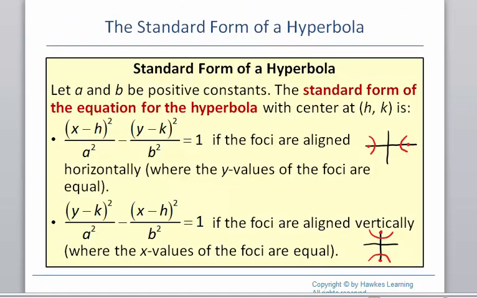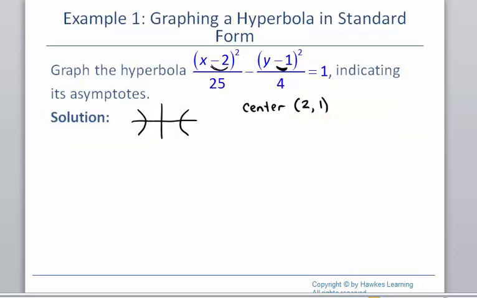I'm going back to my formula. Note that the a value is always first and the b value is always second. Okay, so let's go back and look at our specific equation. If that's the case, then this is my a squared and this is my b squared. And so I know that the a value is going to be 5 because 5 squared is 25, and the b value is going to be 2 because 2 squared is 4.